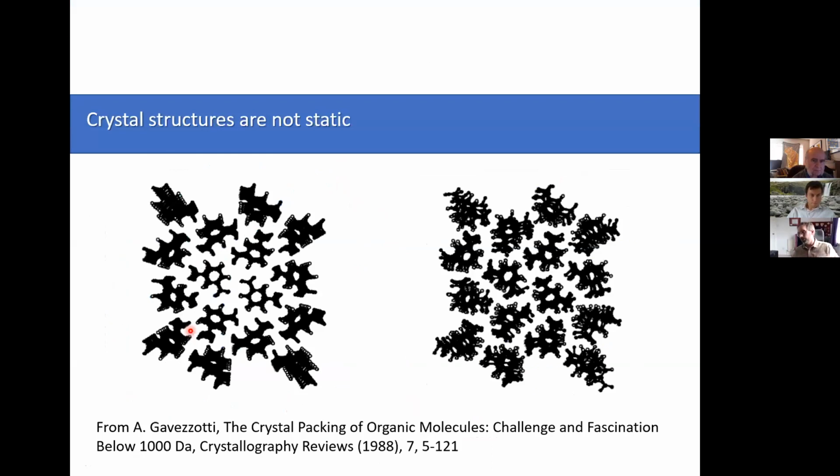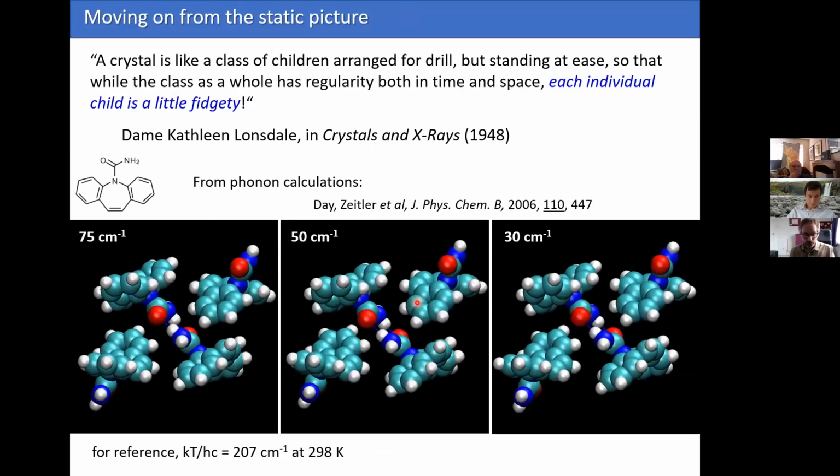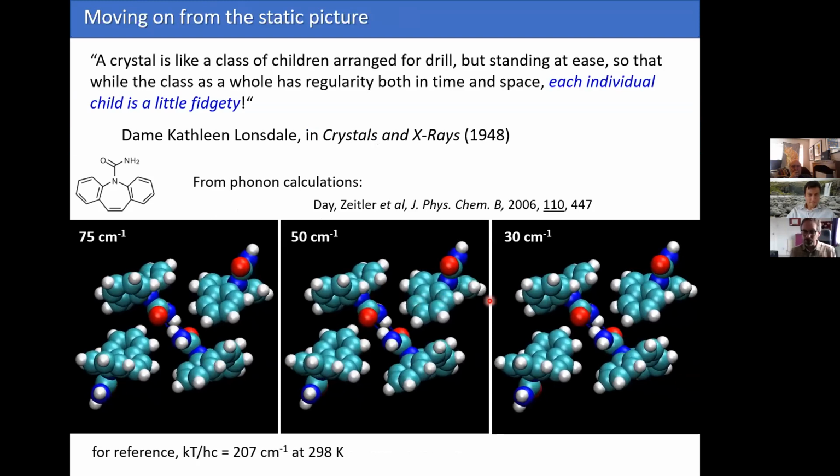I wanted to talk a little bit about dynamics, besides that actually crystal structures are not static. The molecules are not sitting in place, they're vibrating. I haven't left myself enough time, so I'll just show movies. These are vibrations of molecules in crystal structures.